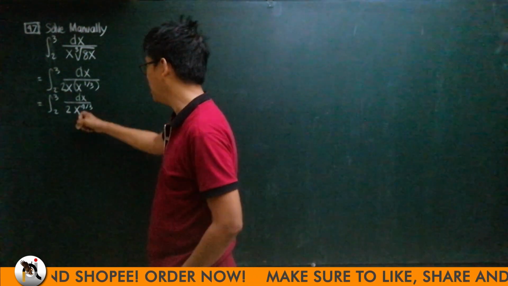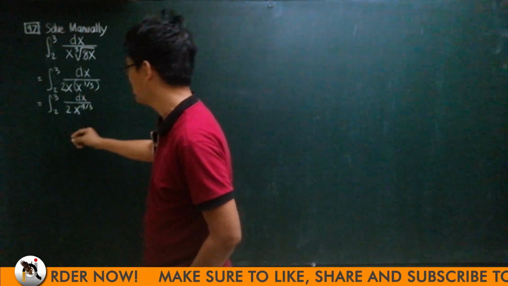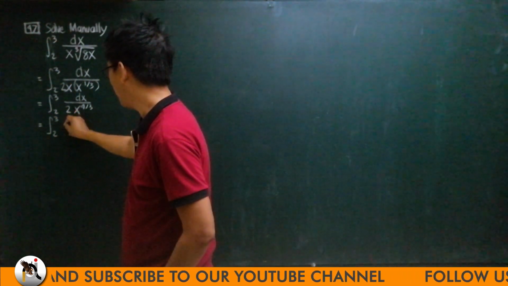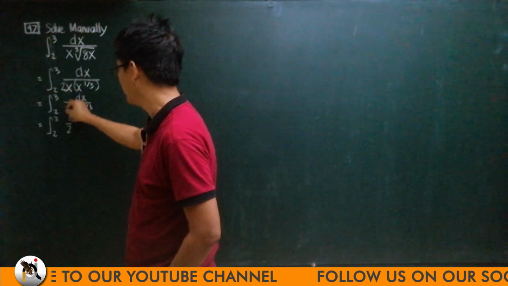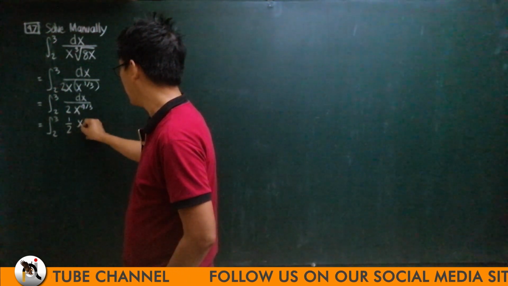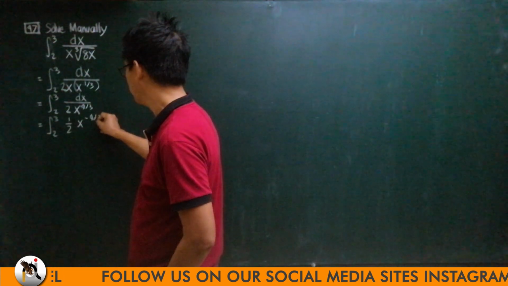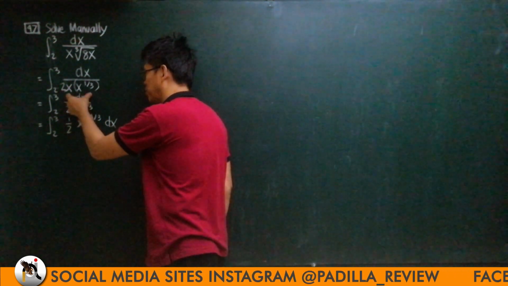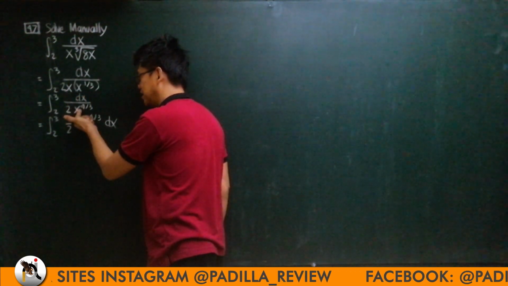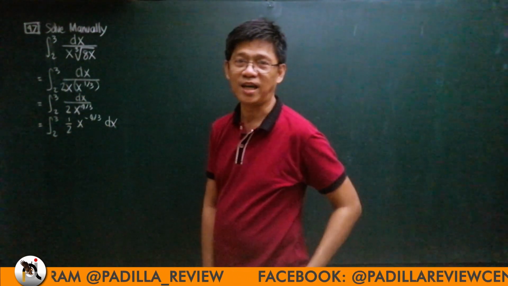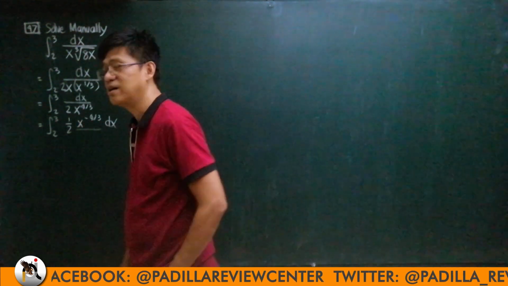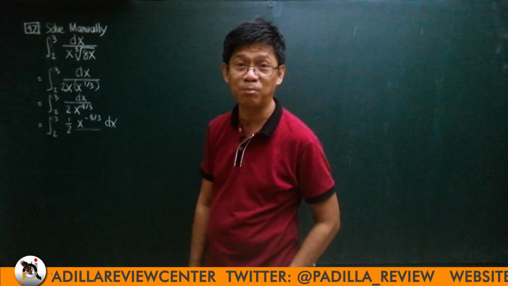So, make this a numerator. So, this is going to be integral from 2 to 3 of 1/2, I factored out the 1 over 2, x to the minus 4/3 dx. I make this a numerator, so then I reverse the sign of the exponent. So, this time, this is now an independent power of x.